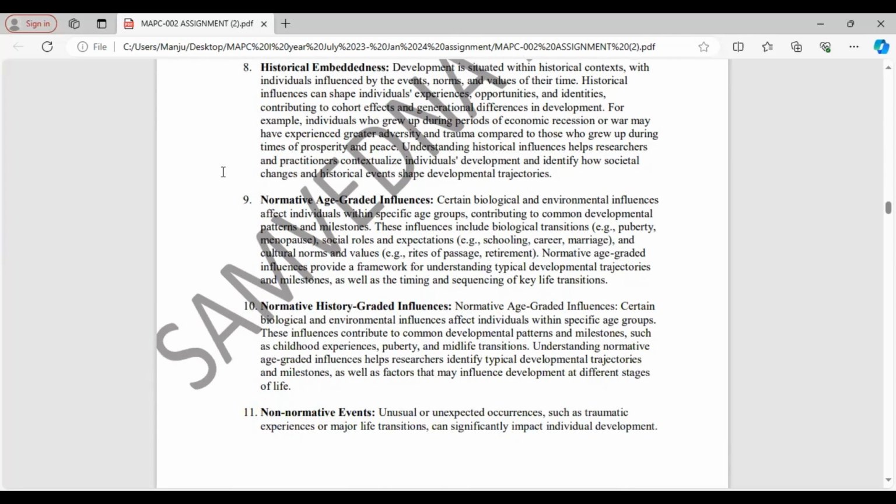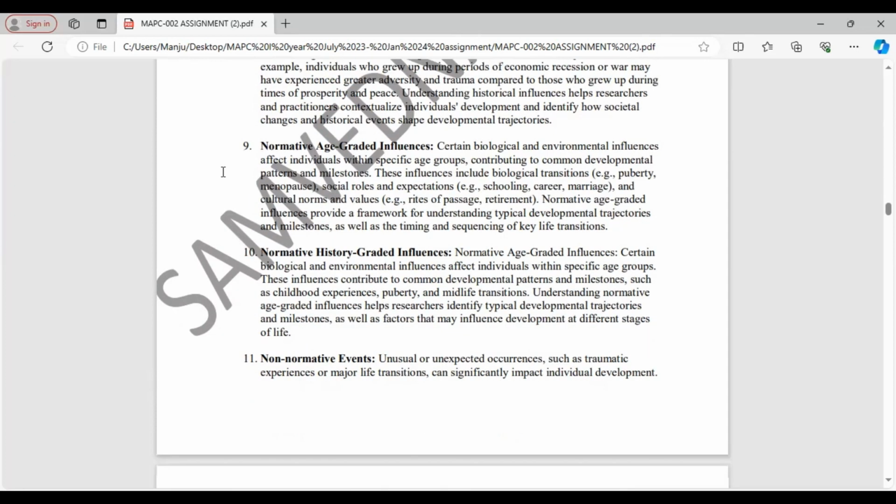Certain biological and environmental influences affect individuals within specific age groups, contributing to common developmental patterns and milestones. For example, puberty takes place at a particular age, or menopause, or the same is the case for social roles and expectations like schooling. The school-going age is almost the same. They start a career at a particular point, marriage, and so on.